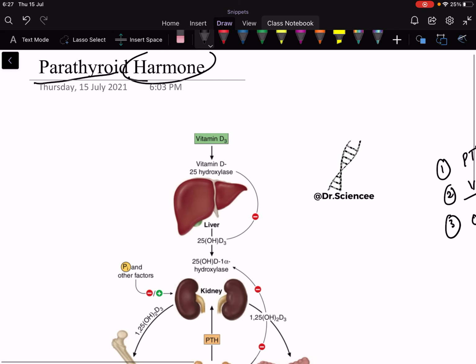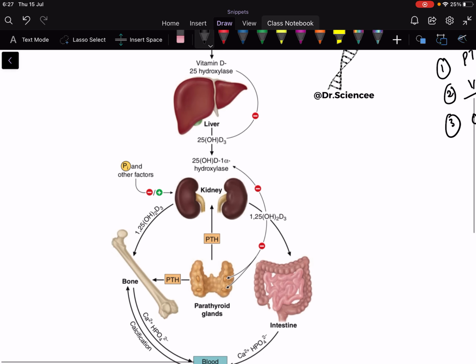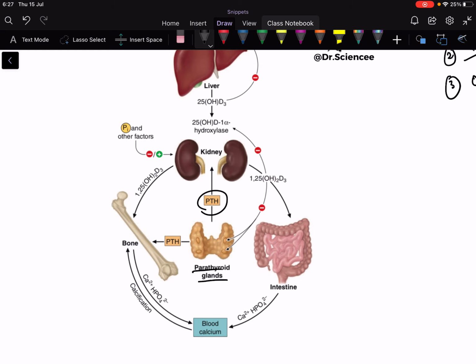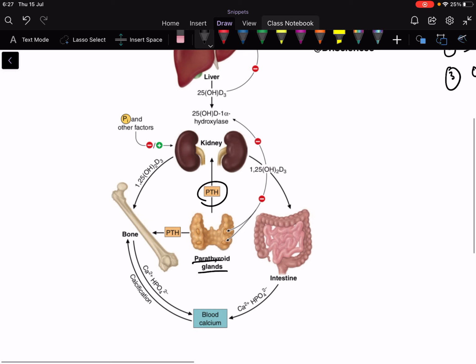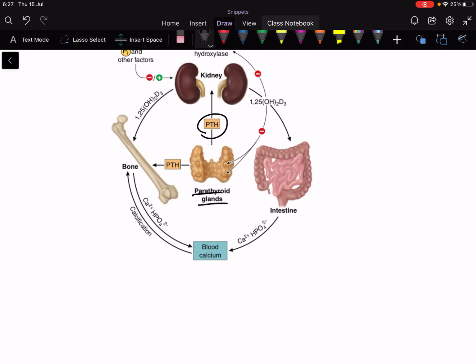As you can see from the picture here, which is taken from internal medicine, this is very complex to understand. Here are the parathyroid glands, and they are secreting parathyroid hormone. I will first explain how the parathyroid hormone is produced, and then we will move into the topic. I will show the image at the end and explain it to you.